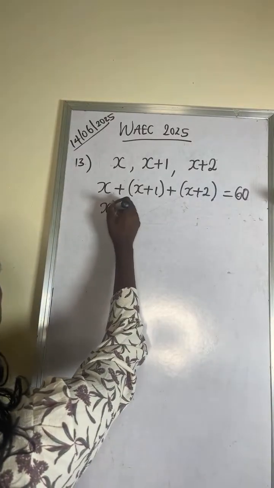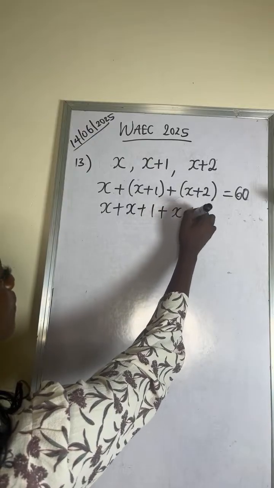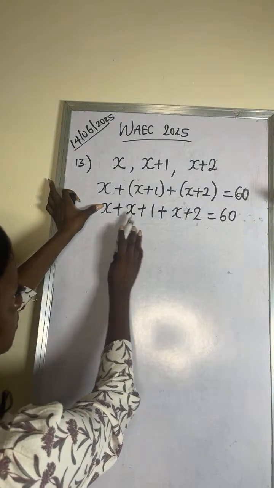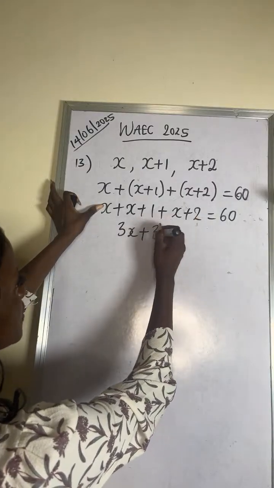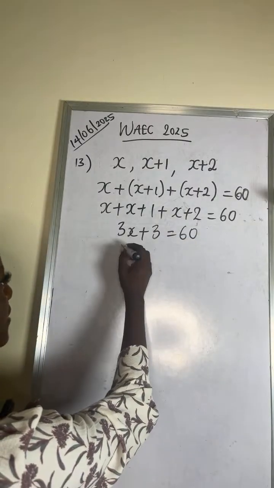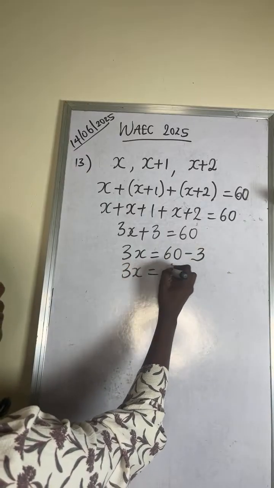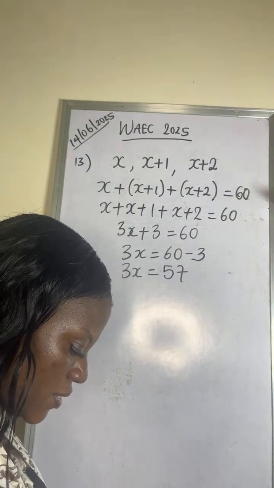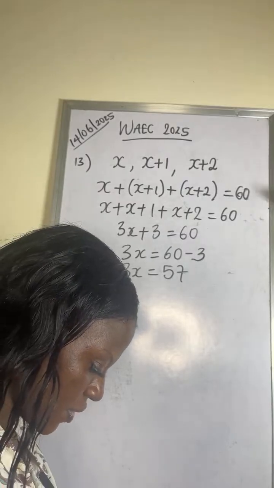So you have x plus x plus 1 plus x plus 2, 60. So we have x plus x, 2x, plus another x, 3x. And then 1 plus 2 is 3. So here you already know collect like terms. Subtract 3 from both sides, and then you will get 57, right? I'm seeing that we're going to have a decimal number. I hope that is it.